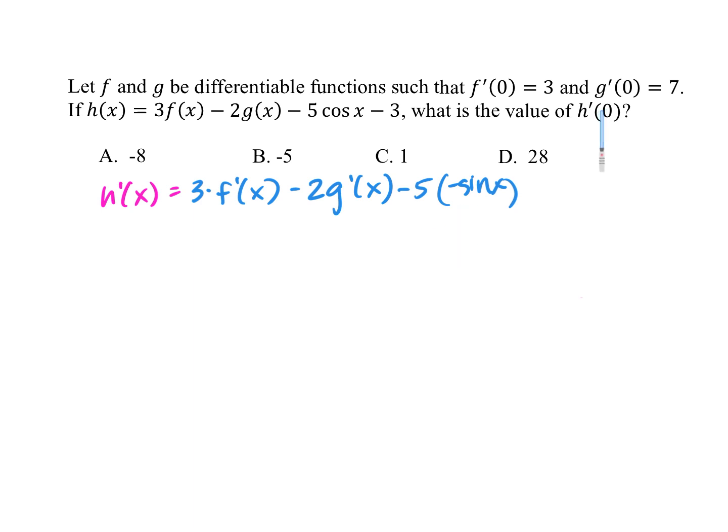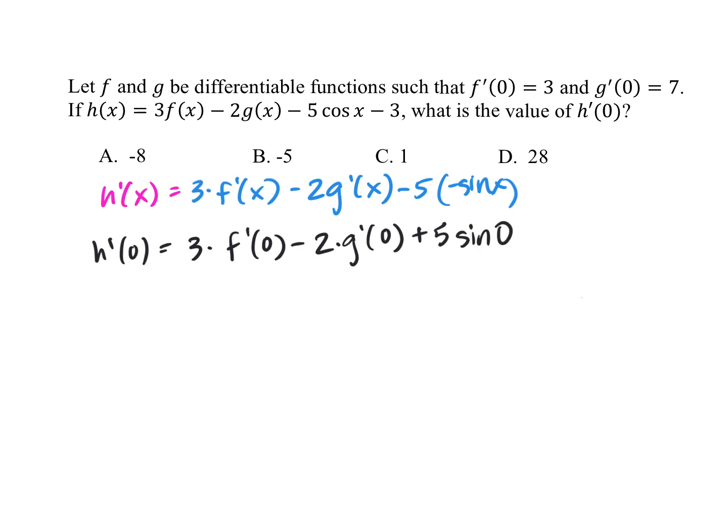Okay, now they want h prime of 0. Let's go plug in some knowns. 3 times f prime of 0 minus 2 times g prime of 0. I'm actually going to jump to that. Negative times a negative is a positive 5 sine of 0. How am I going to figure this out? Did they tell us anything about f prime of 0? Oh, they did. F prime of 0 is 3. So we got a little 3 times 3. If you just write down a 9, good for you.